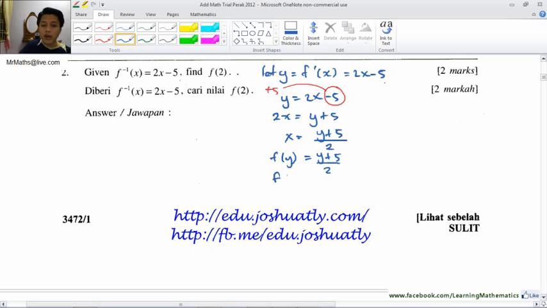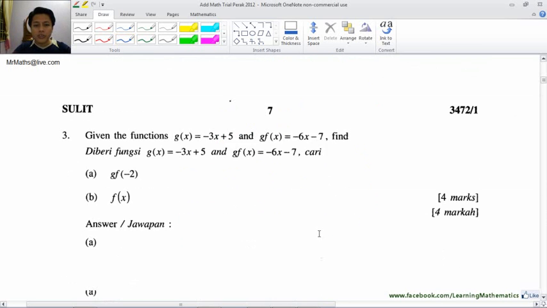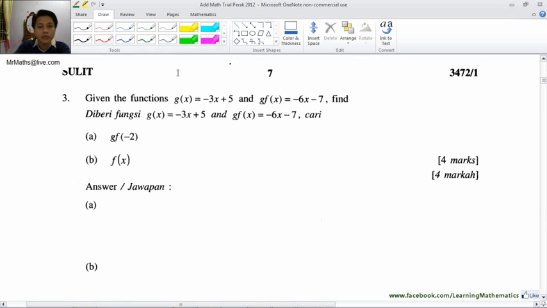So f of x is x plus 5 over 2. We want to find what f2 is. So f2 is equal to 2 plus 5 over 2, which is 7 over 2. There you go. So let's move on to question number 3.